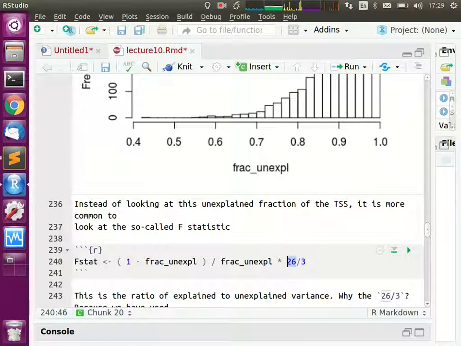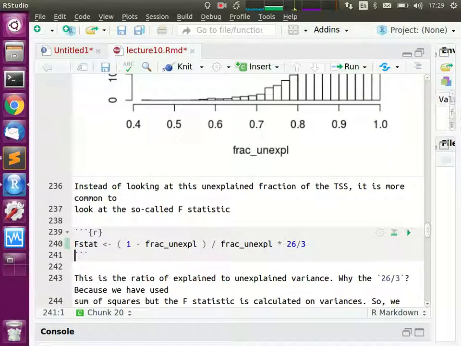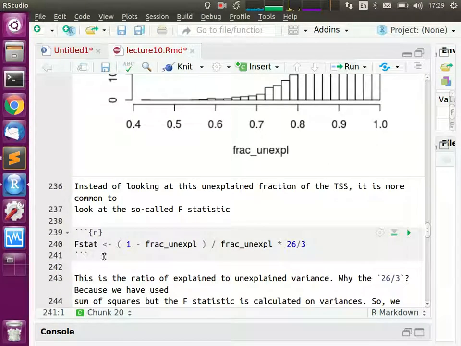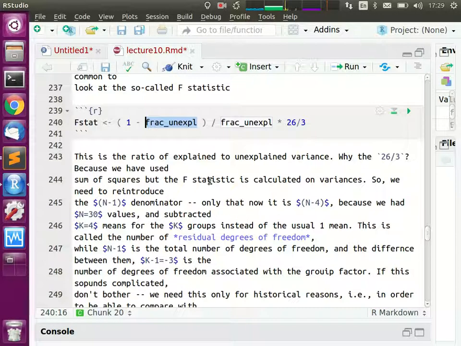Now we don't really need to understand why we exactly take these and minus 1. This is an interesting story, but maybe it doesn't fit into 1 hour. So I just do it now. For now, this is basically the same information as before, just slightly rescaled. You can imagine I can calculate my unexplained fraction from the F stat and backwards. I can just invert this formula.